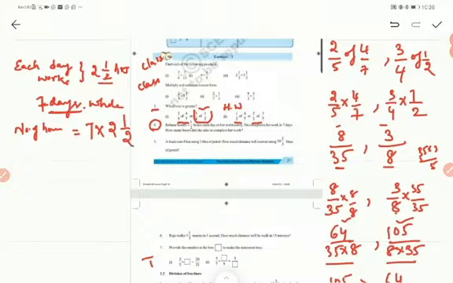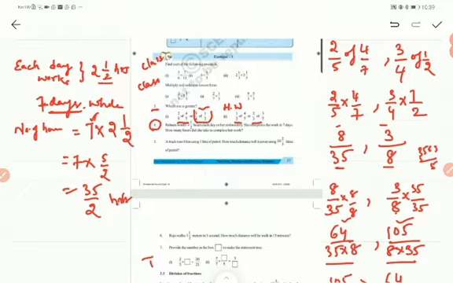So for 7 days, all 2.5 hours. So it will be 7 into 2.5. 7 days, and each day is 2.5. So this will be 7 into, if I convert it into a fraction, 2.5 is 5 by 2. Now multiply 7 5s is 35 by 2. So it took 35 by 2 hours for her to complete.